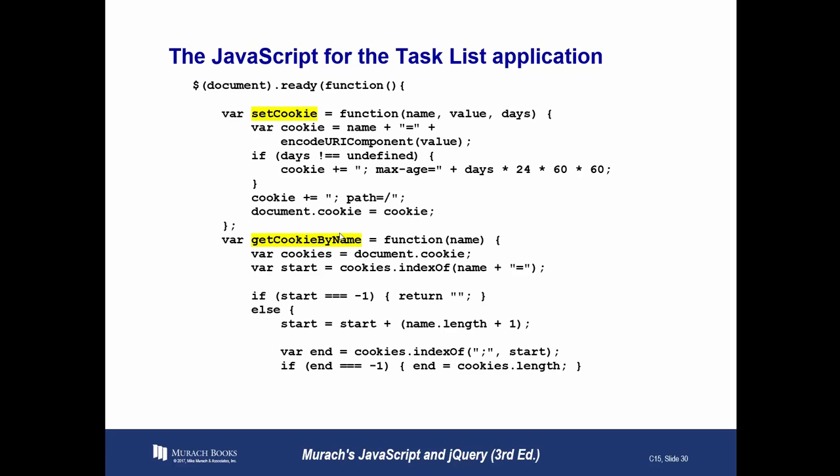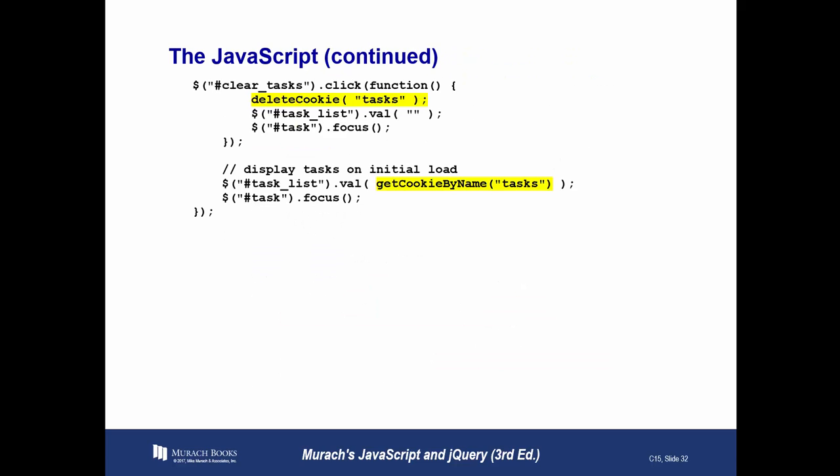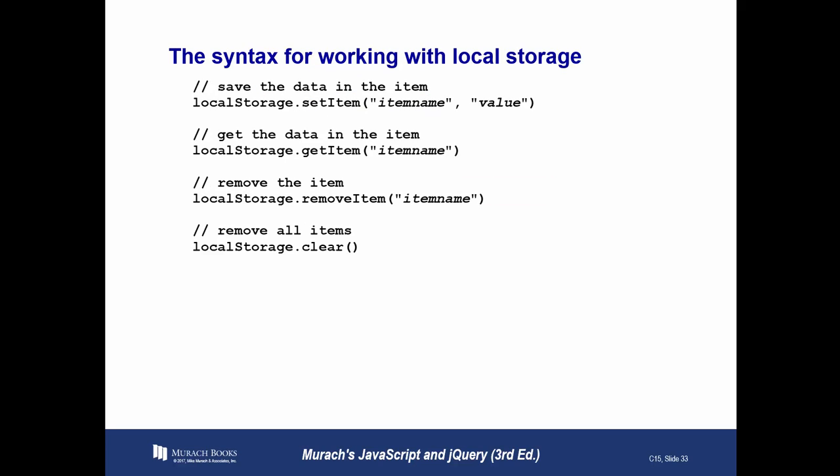Recall that set cookie accepts a name and a value and an optional number of days, and it creates either a session cookie which expires when the session expires, or if max age is given a value in the future, it makes it a persistent cookie. The get cookie by name function accepts a name and returns either an empty string or the value of the cookie by that name. And the delete cookie function accepts a name and deletes the cookie with that name. Now that was very quick and down and dirty.